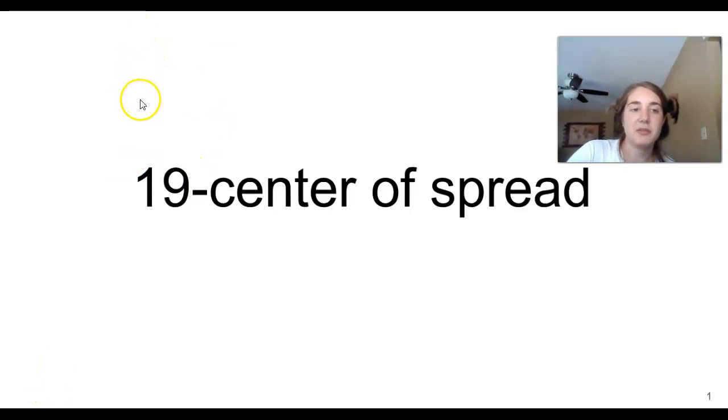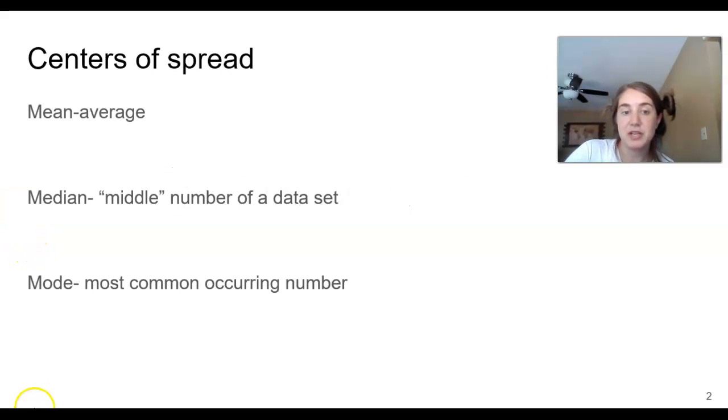We're going to go ahead and talk about the center of spread. What a center of spread is, it is a way to decide what the middle of a set of data is. So there's different ways to find that middle. You guys may have heard the words mean, median, and mode before. Those are all different ways to find the middle of data.